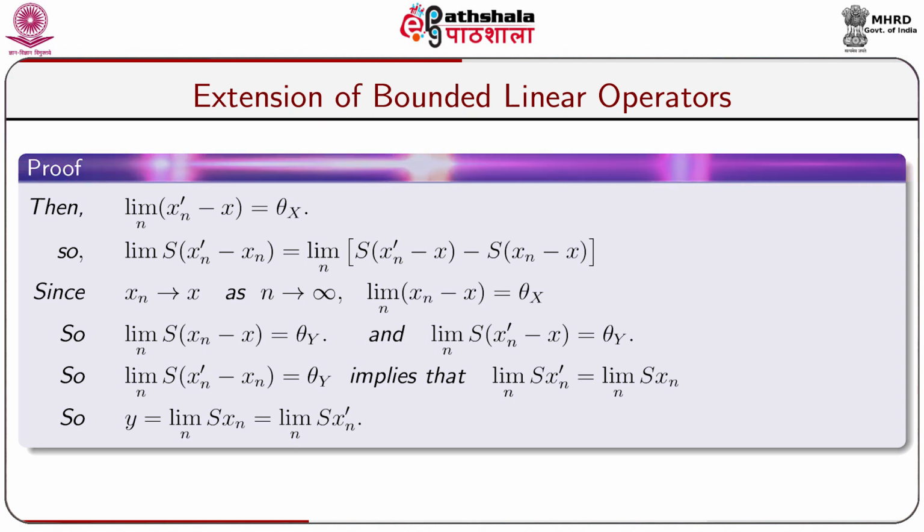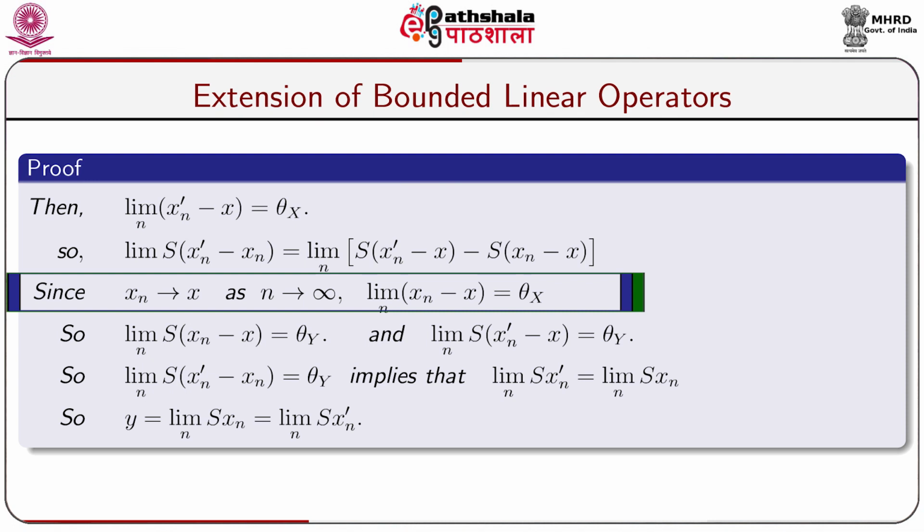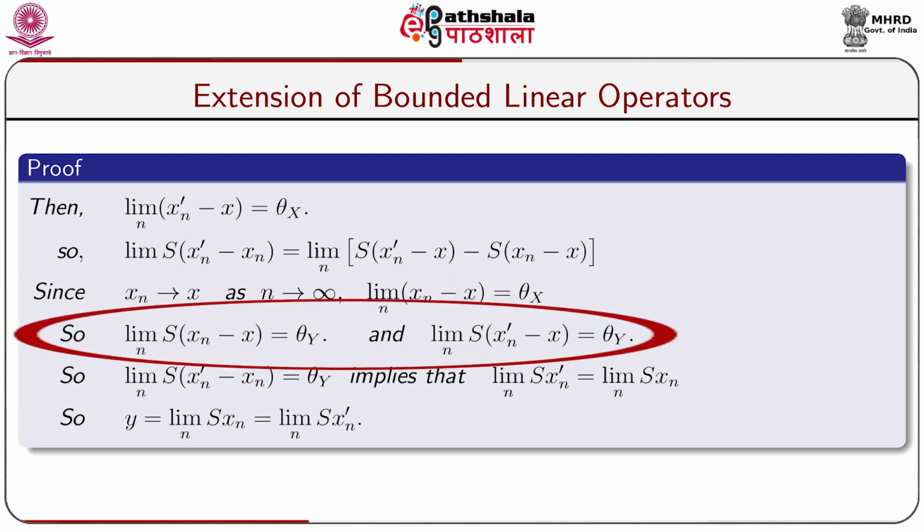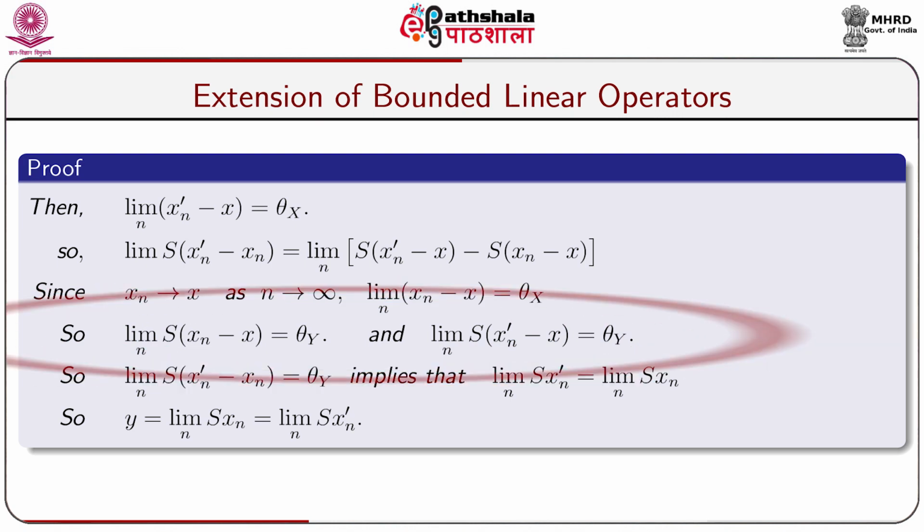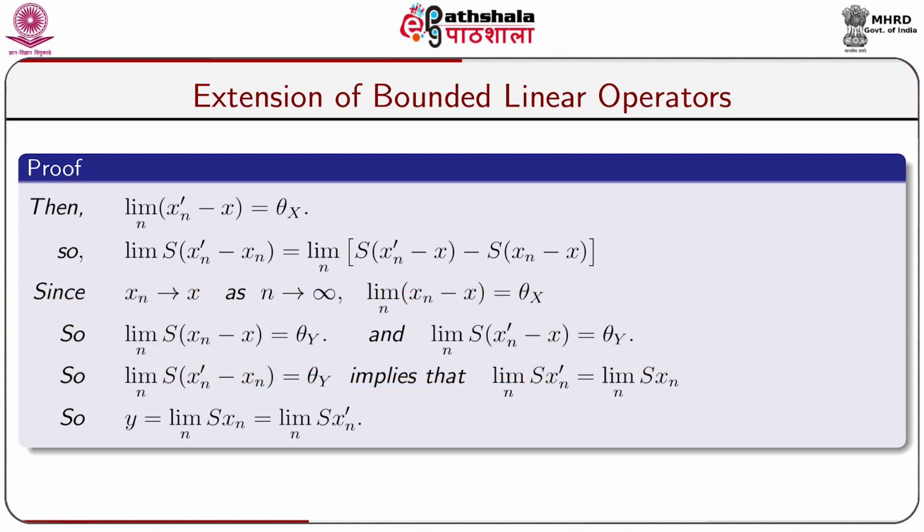So, limit S xn' minus xn equal to limit n S(xn' minus x) minus S(xn minus x). Since xn goes to x as n tends to infinity, limit of n (xn minus x) equal to theta x. So, limit n S(xn minus x) equal to theta y, and limit n S(xn' minus x) equal to theta y. So, limit n S(xn' minus xn) equal to theta y implies that limit n S xn' equal to limit n S xn. So, y equal to limit S xn equal to limit S xn'.